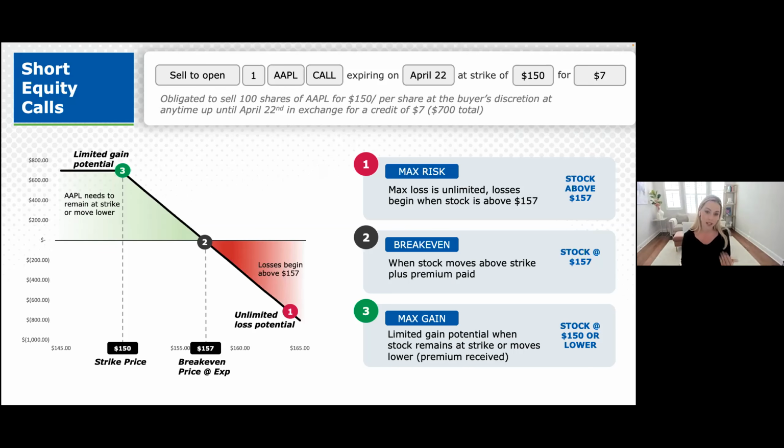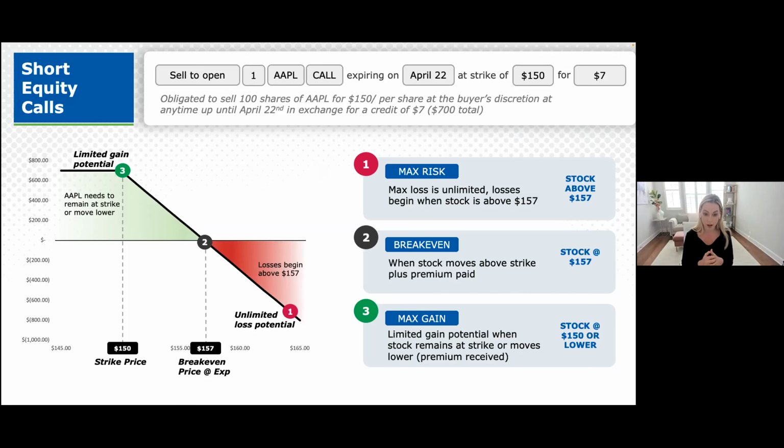And that's the way that the short option works, though. You have the obligation, not the right, and your obligation is to fulfill the terms of the contract which it contains. And for a call, it's the right to buy. For the put, it's the right to sell. So it's really the inverse that is true, and you'll notice all of the calculations are essentially the same.